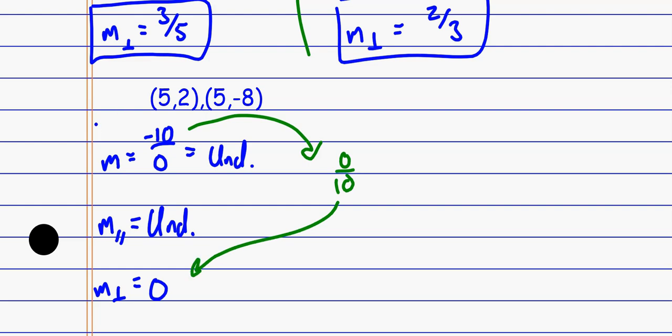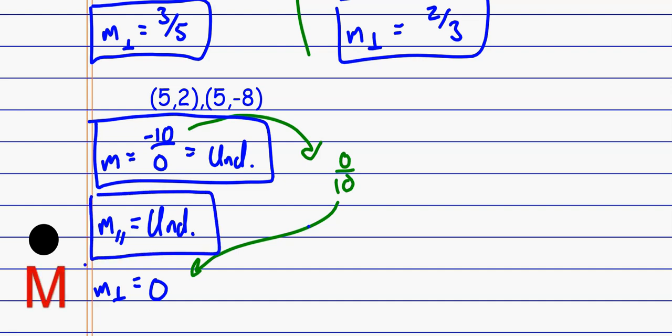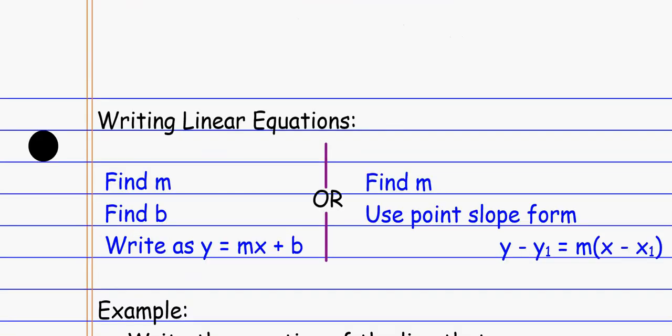So I think it's easier, obviously, to think about it from the perspective of, well, undefined is a vertical line, all right, perpendicular is a horizontal line. But again, if you need to go back to the numbers, go back to the numbers. All right, parallel lines, the slope is the same. Perpendicular lines, opposite reciprocal.